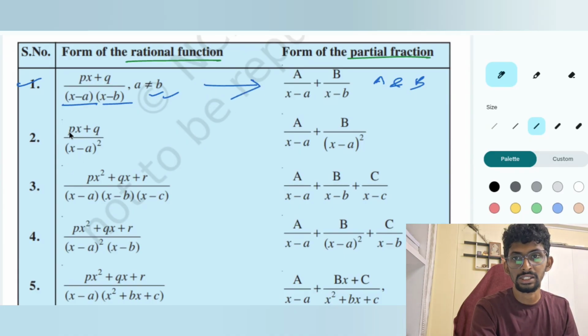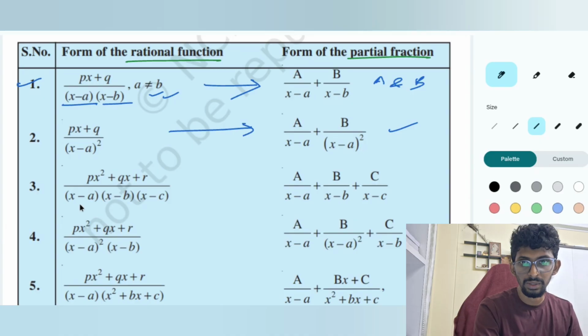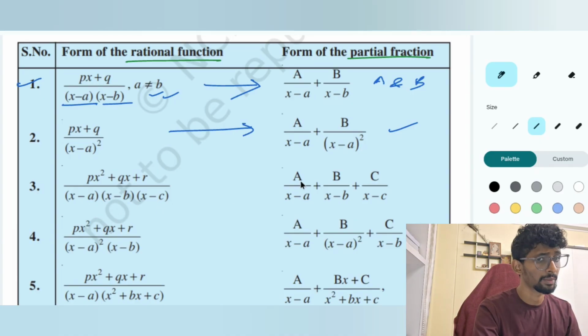Similarly, if it is x minus a whole square in the denominator, we have to write a by x minus a plus b by x minus a whole square. Next, if it is x minus a, x minus b, x minus c, so all three are linear, so you can simply write a by x minus a, b by x minus b plus c by x minus c.